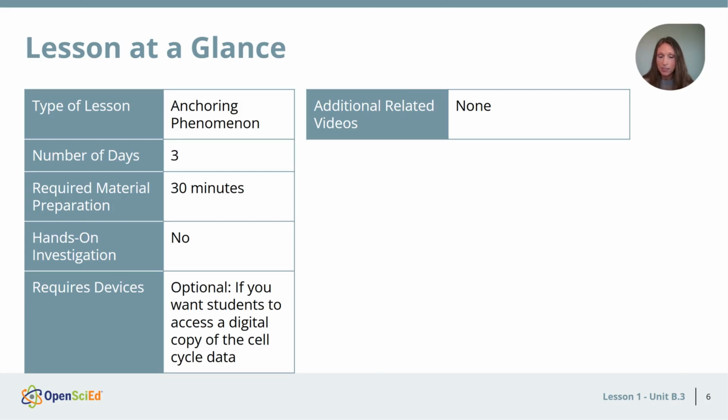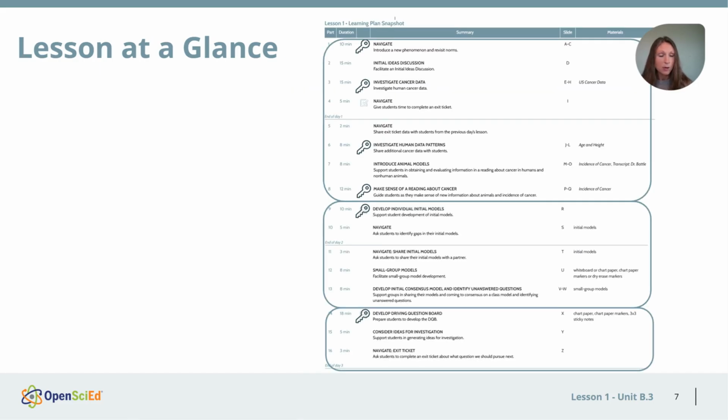The 30 minutes of material preparation listed here is to make copies of handouts and gather chart paper and sticky notes for the posters and driving question board. Students will not need their individual devices unless you want them to access digital copies of the cancer data and reading. This lesson can be broken into 3 chunks across the 3 days.